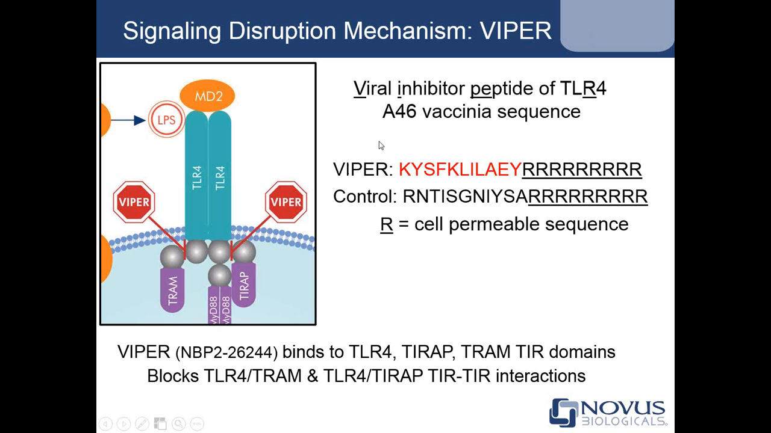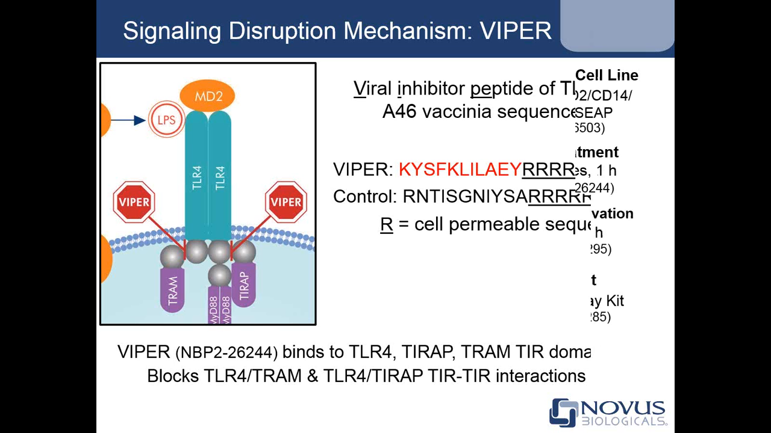Now, VIPER stands for viral inhibitory peptide of TLR4, and it's from the A46 vaccinia sequence. This is how the virus disrupts normal cell machinery, by binding here and disrupting your TLR4 functions, so you cannot mount the normal immune response against the vaccinia virus, and that's how you become sick when viruses attack your body and you can't have the proper immune response.